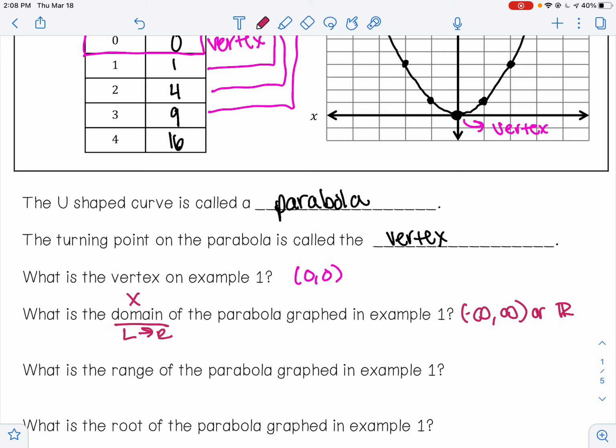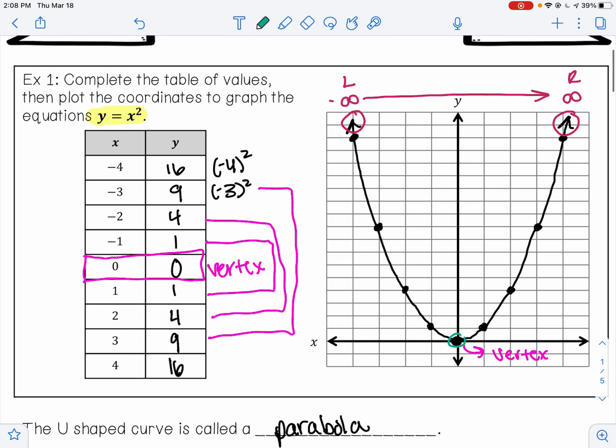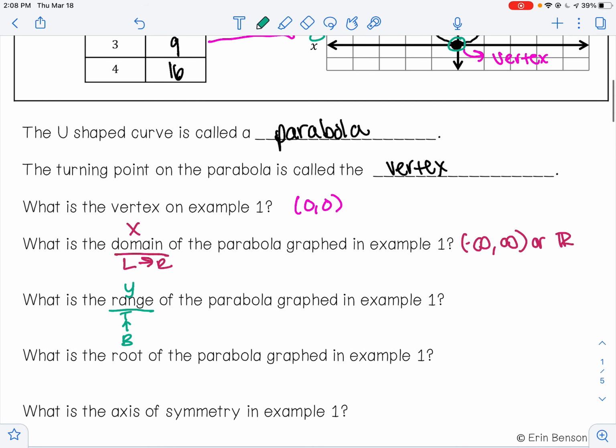The range of the parabola is our y values from the bottom of the graph to the top of the graph. And so if I scroll back up to our graph here, the bottom of my graph is my vertex. This is when y is 0. The top of my graph, well, that's going up forever. So that's going to infinity. So my range is from 0 to infinity.